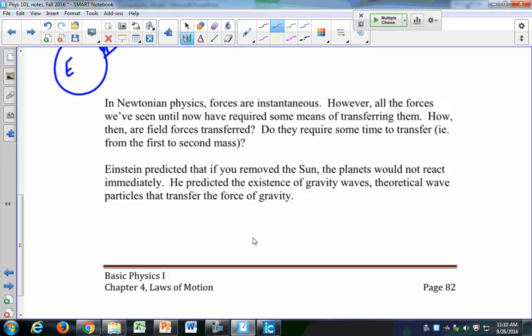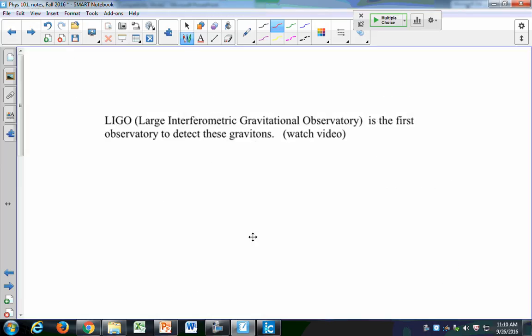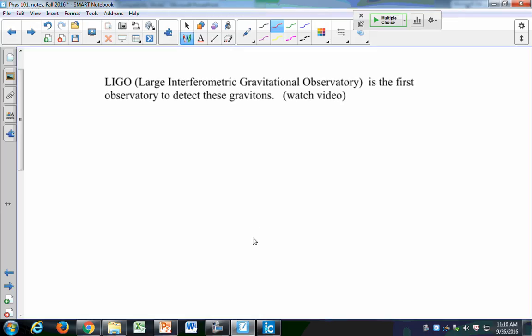But anyway, LIGO detected these gravitational waves. We're going to watch a video, but let me tell you in short what LIGO does, so you'll have some basic ideas about what it is. I'll show you as we go through this. LIGO is the Large Interferometric Gravitational Observatory.